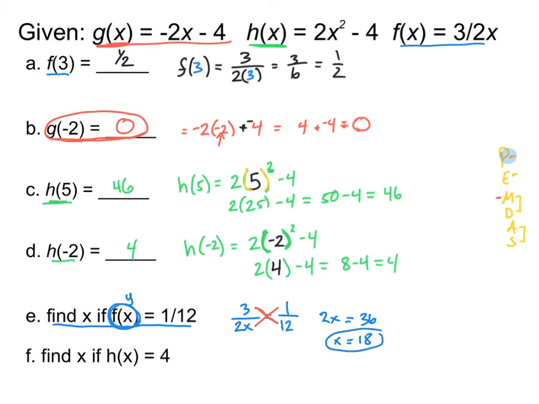If you really wanted to write it out specifically, you could say f of 18 is equal to 1/12. That gives you the full function notation, all right? And then lastly, the bottom example here, find x if h of x is 4. Well, again, h of x is 2x squared minus 4, and that's going to equal 4. Now I got to solve this equation for x.